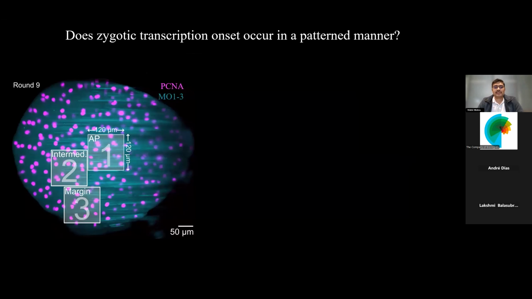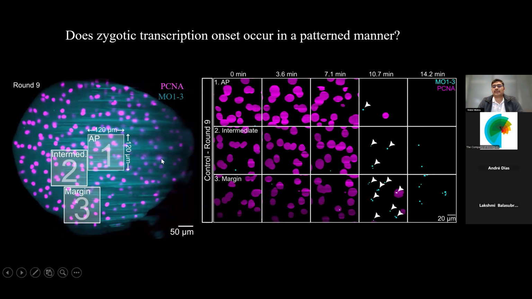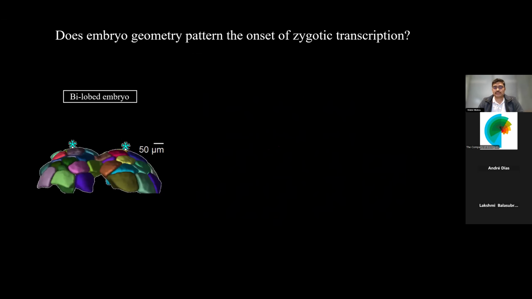The same result here in a different embryo, but you can see that if we divide the embryo into three parts, the animal pole cells are the last ones to activate zygotic transcription, whereas the margin is the first one. The key question here was, if we change the geometry of the embryo, would it change the pattern in which zygotic transcription onset occurs? So we went back to the bilobed embryo, where cells are larger at the ectopic animal poles and much smaller in the valley at the original animal pole.